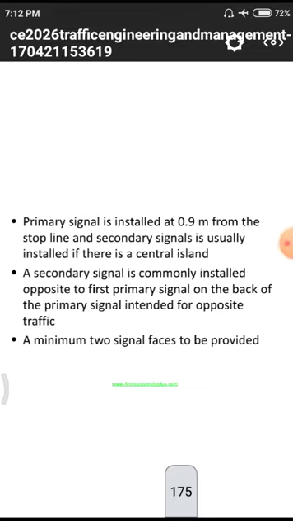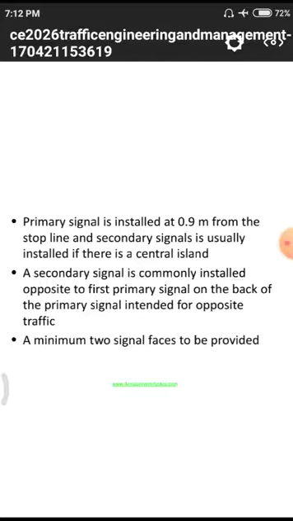After that, the primary signal is installed at 0.9 meters from the stop line, and secondary signals are usually installed if there is a central island. Central island means that, normally in rotary junctions, there may be a huge quantity of roads merging at a point. In those places we use these central islands.